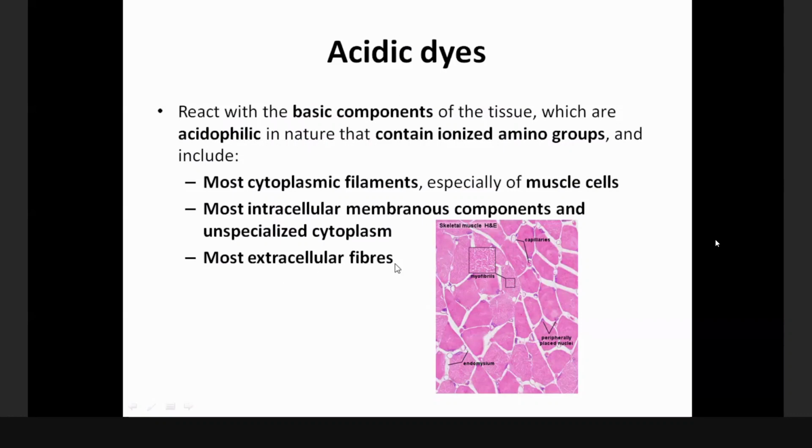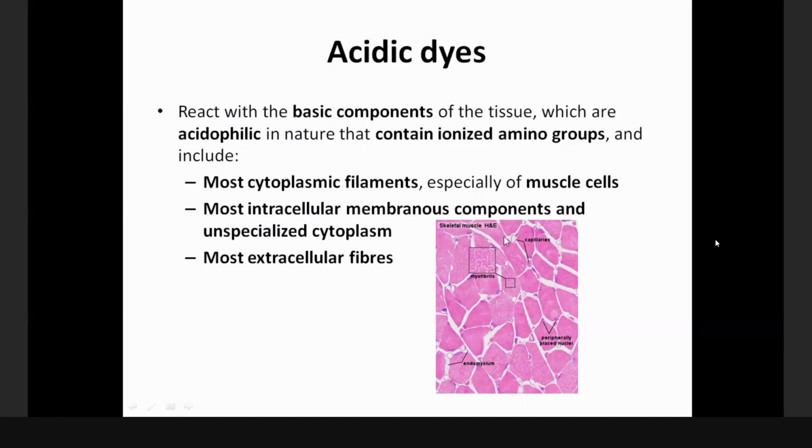Most extracellular fibers. When you say extracellular, between cells, we have some structures which, along with cells, give us tissues. So these have plenty of fibers like collagens. They are able to be stained by acidic dyes. So after staining with such dyes, look at this. You can have such beautiful tissue sections.